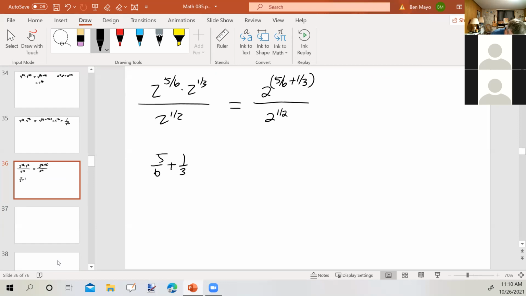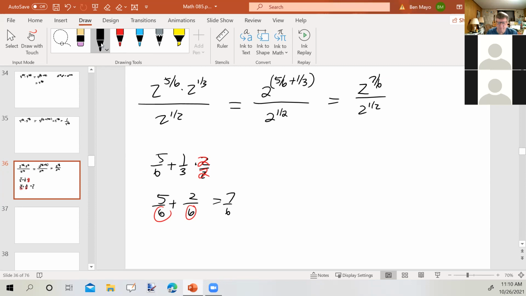5/6 plus 1/3 would be 5/6 plus 2/6, or 7/6. Again, common denominator 6, so I've got to multiply by 2/2. So then this becomes 2 to the 7/6 divided by 2 to the 1/2 power.